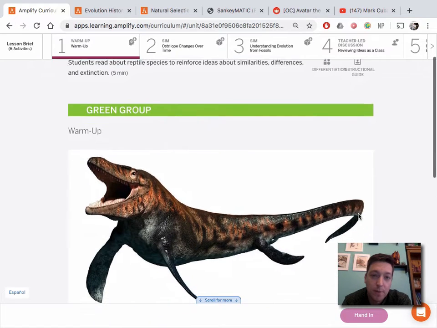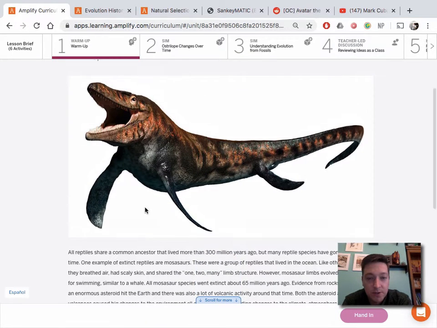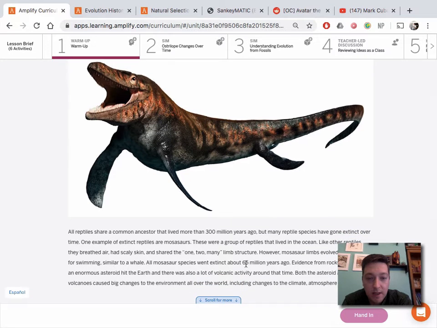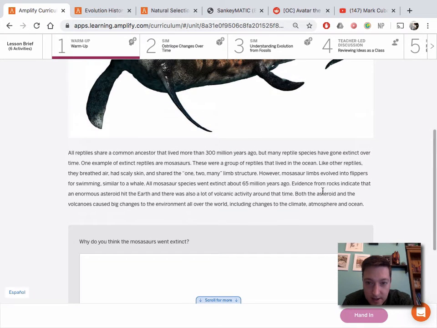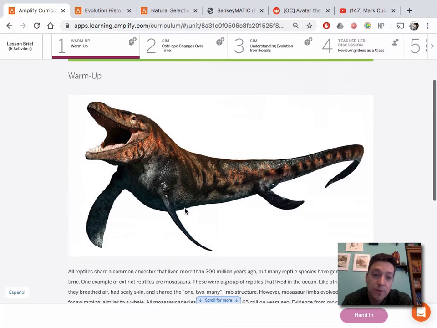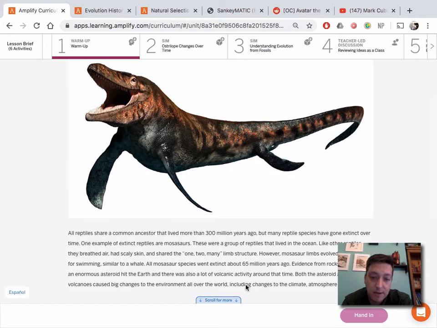Let's start with the warm up about mosasaurs. So, this is a mosasaur. It lived 65 million years ago. It's a really big reptile that lives in the ocean. The first question is, why do you think mosasaurs went extinct? Well, it says that an enormous asteroid hit the Earth, and there was also a lot of volcanic activity. Both the asteroid and the volcanoes caused big changes to the mosasaur's environment, including changes to climate, atmosphere, and ocean.